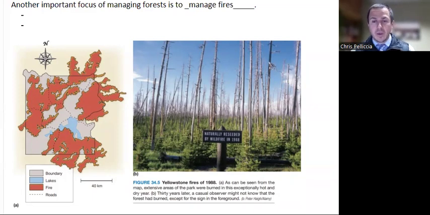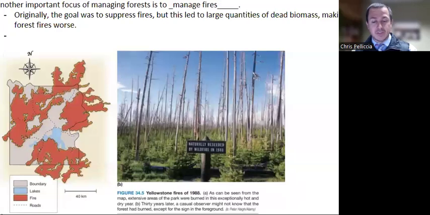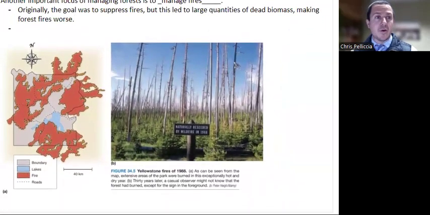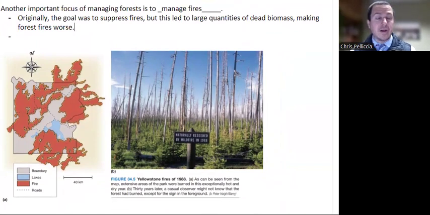in a way that in the relatively wet East Coast, you get decomposition setting in almost right away. Thinking about managing fires, originally the goal was to suppress fires entirely, but this led to large quantities of dead biomass, making forest fires much worse. We rapidly learned that fires are a natural process, and periodic planned fires might actually help to clear out underbrush, clear out dead biomass, and minimize the severity of subsequent fires.